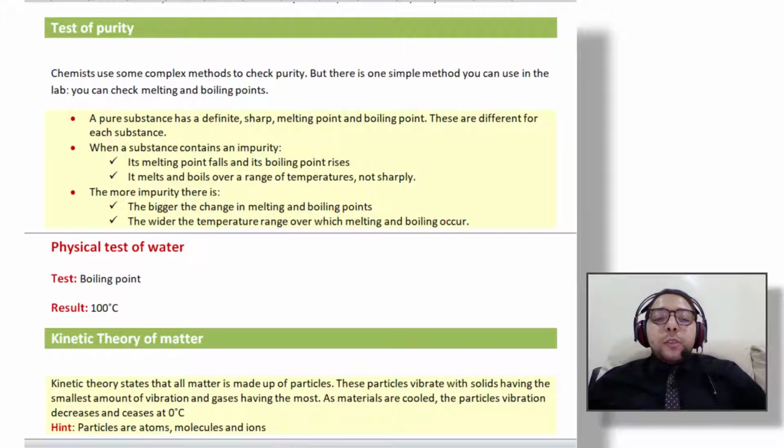Okay, a physical test of water can be the boiling point, to check if the water boils at 100 degrees Celsius. This means that the water is a pure substance.